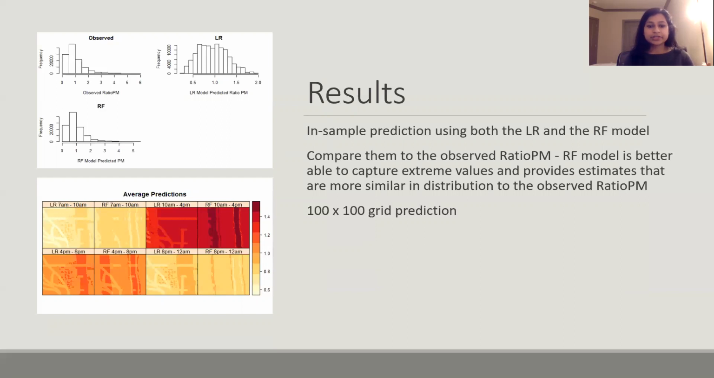Finally, we predicted values for the 100 by 100 grid for each of the time intervals and got the following maps. We see that the time period between 10 a.m. to 4 p.m. has the highest ratio PM, meaning that the personal exposure appears to be more than the ambient air pollution.